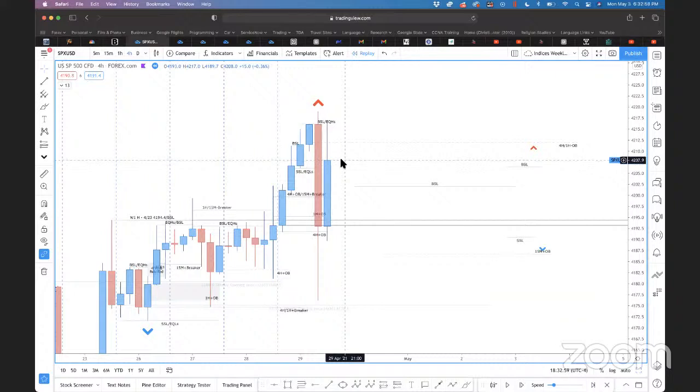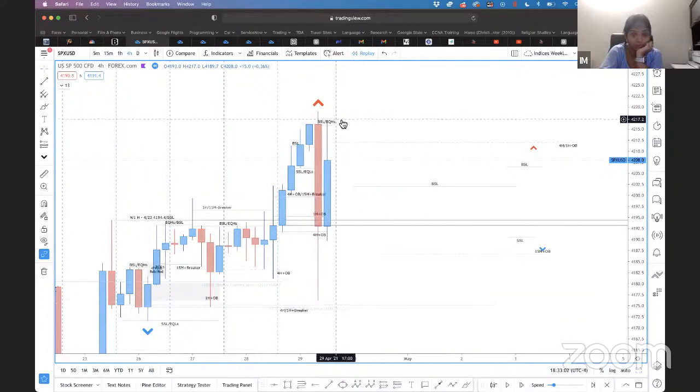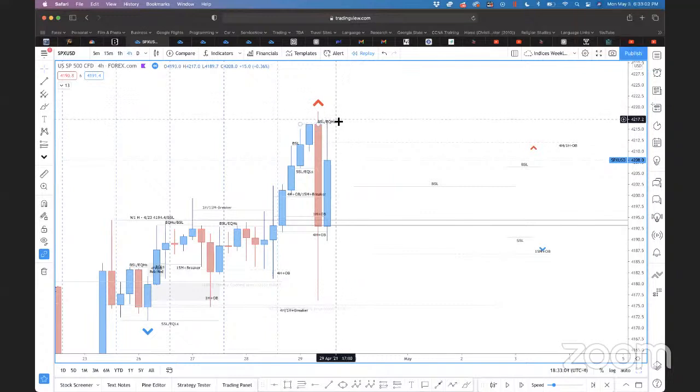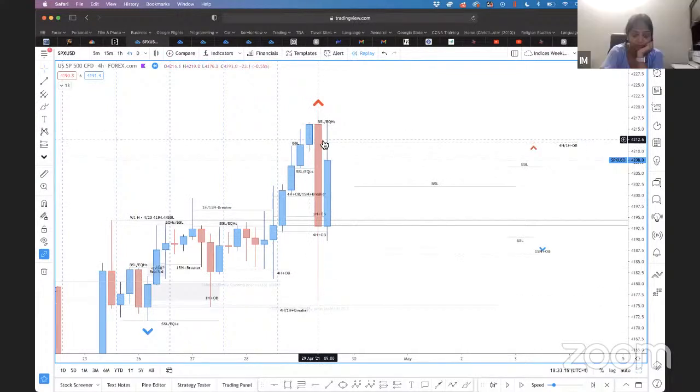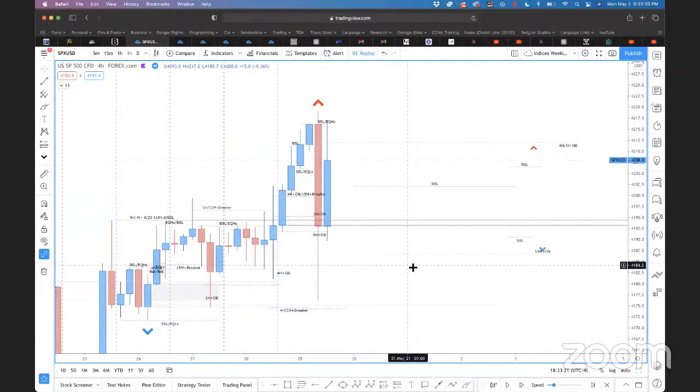So if I'm looking at this, I know there's liquidity at this high. I know there's liquidity at this low. Order block here, right? We got that established, right?